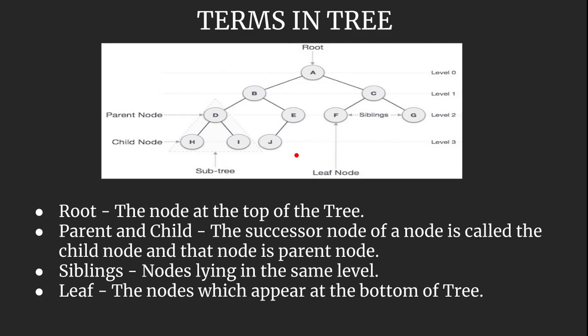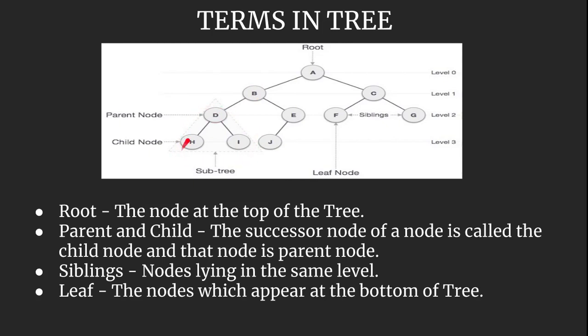As we know, for a tree there is a characteristic that there will be a node and from there we will have successor nodes. So for A, the subtree will be the tree starting with node B, and for B the subtree will be the tree starting with node D. So this is a subtree.